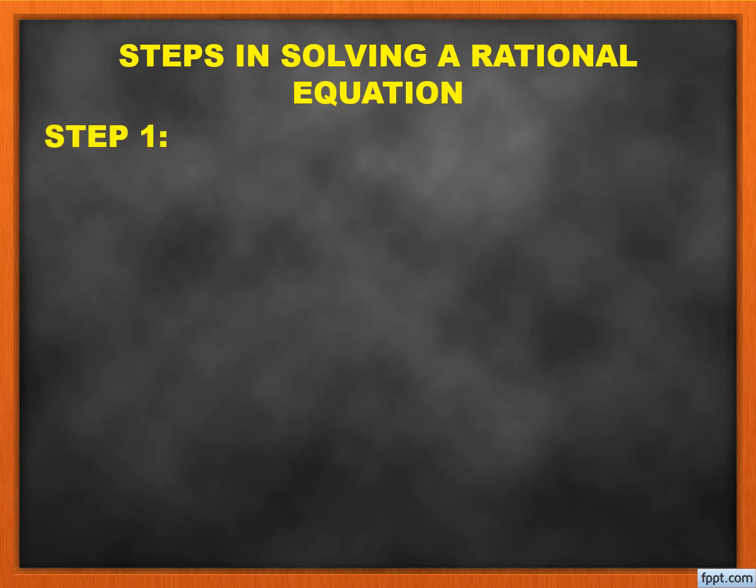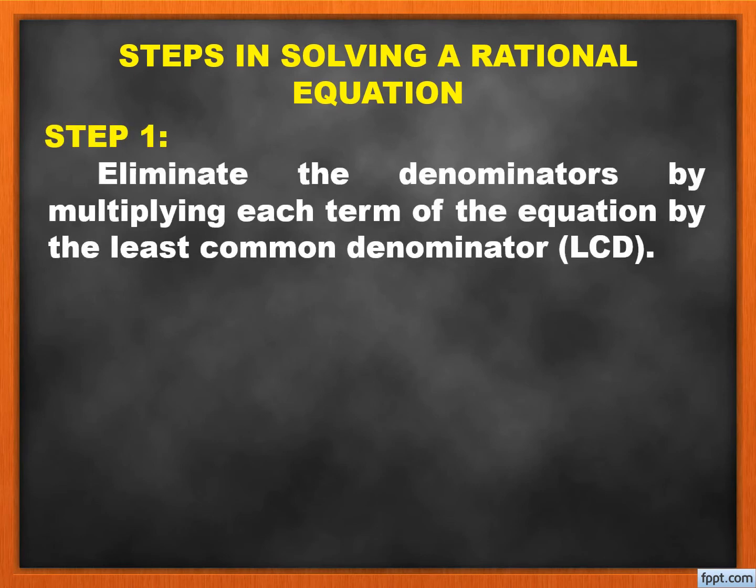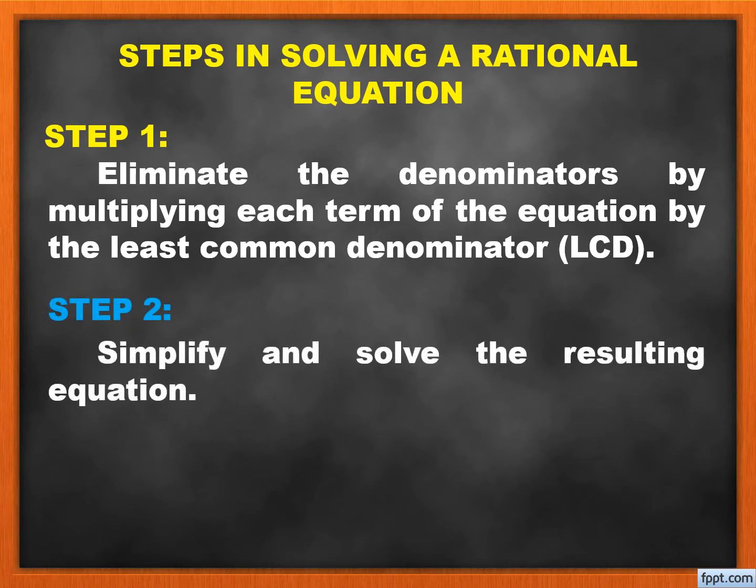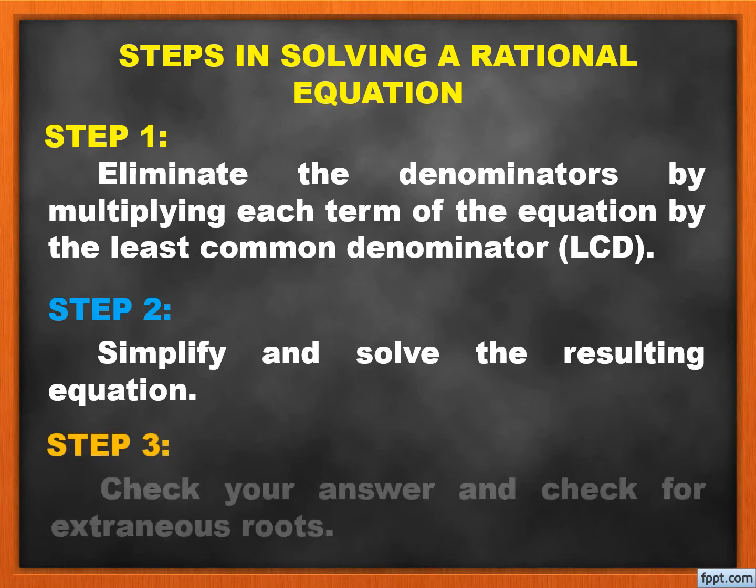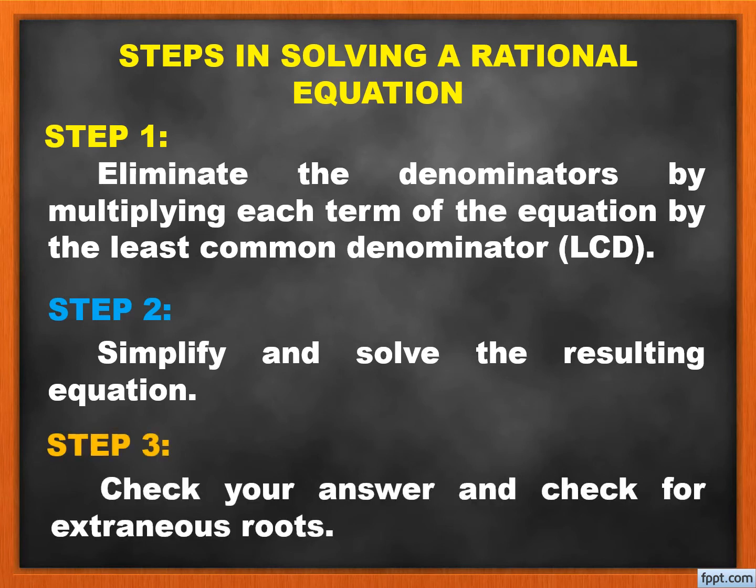How to solve a rational equation? For the first step, we are going to eliminate the denominators by multiplying each term of the equation by the least common denominator or LCD. Step 2, we are going to simplify and solve the resulting equation. For the last step, we are going to check the answer and check for extraneous roots.